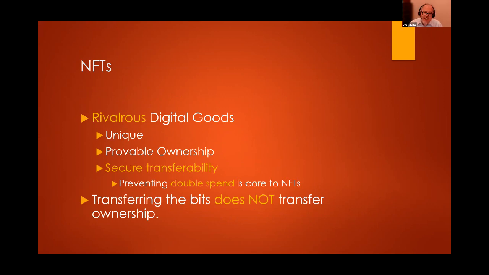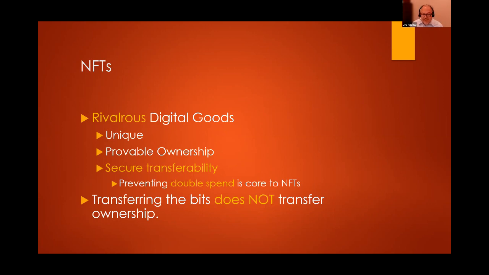NFTs, on the other hand, are rivalrous digital goods. That means they're unique, they have provable ownership, and they have secure transferability. And this is from cryptocurrency solving the double spend problem, initially with Bitcoin, and then other chains have figured out additional ways to do it. But preventing a double spend is core to NFTs. It means that transferring the bits does not transfer ownership. So yes, you could copy the JPEG of your CryptoKitty, but that doesn't mean you own the CryptoKitty. So the secure transferability is where you get that economic notion of rivalrous.